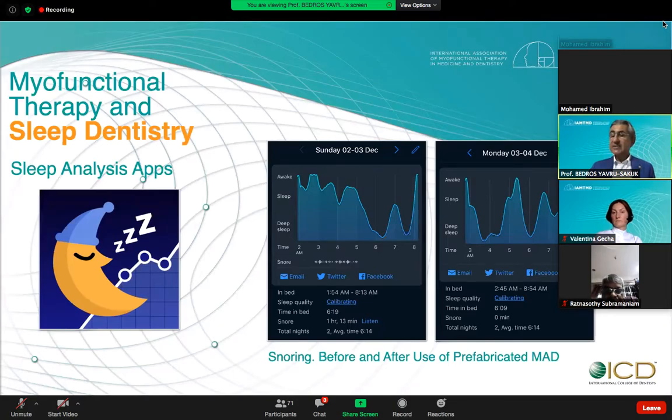As you can see, I did it for myself. I used the Sleep Cycle application, and on the diagram on the left side, you can see that the time in bed is 6 hours, 19 minutes, and I was snoring 1 hour, 13 minutes without the appliance. And the next night, I used the S1 appliance, and you see that snoring is 0 minutes. It has been completely and efficiently eliminated.